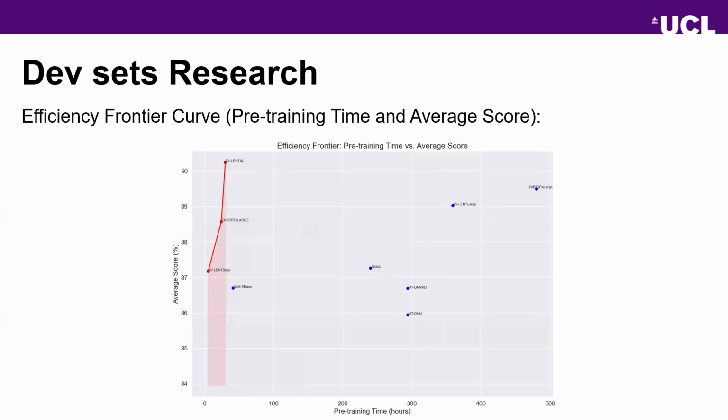This graph shows the efficient frontier curve for the pre-training time and model scores. Considering only the model training efficiency without considering the energy consumption, I found that among these models, XLNet base, RoBERTa large, and XLNet extra large perform the best. They can utilize lower training time and show better training results.